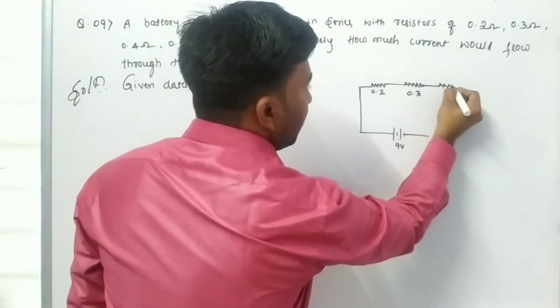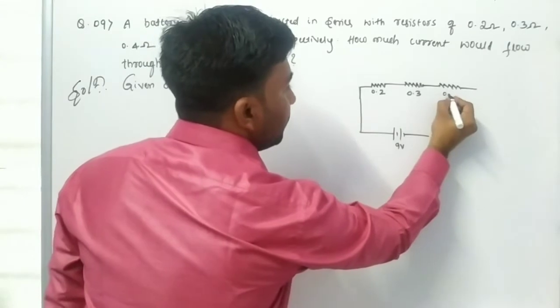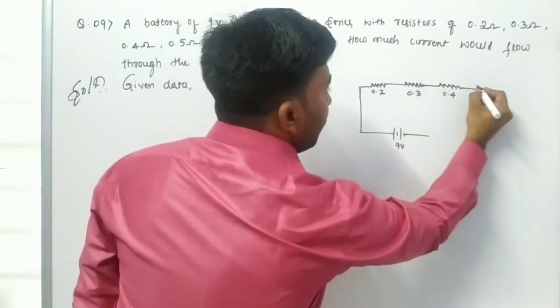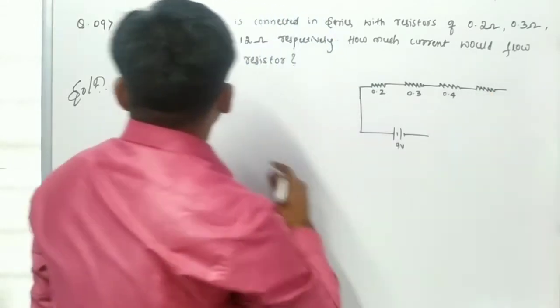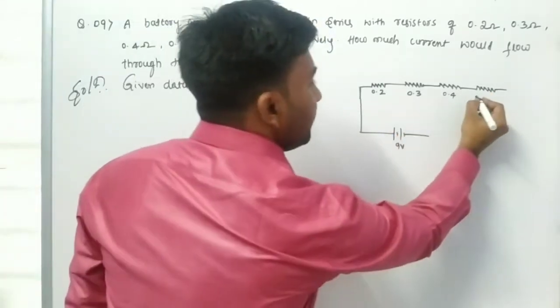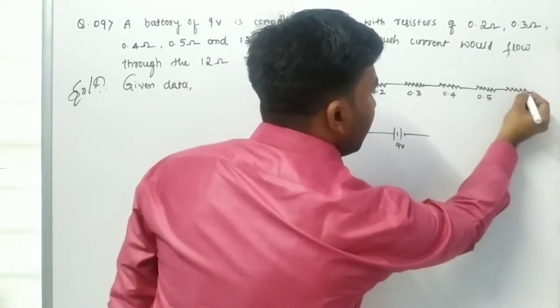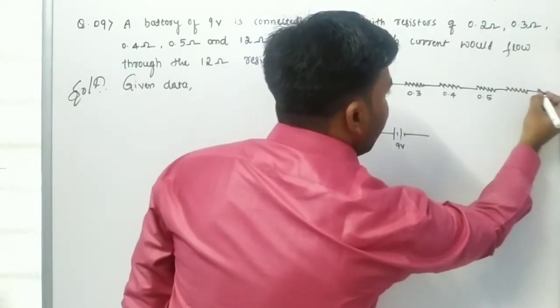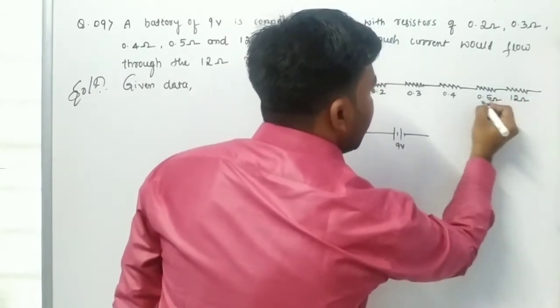Third one we have, it's 0.4 ohm. Fourth one we have, it's 0.5 ohm. And lastly we have one more resistor which is 12 ohm. Okay.